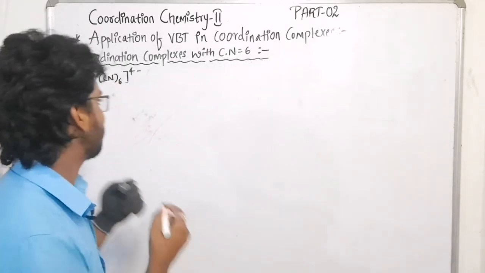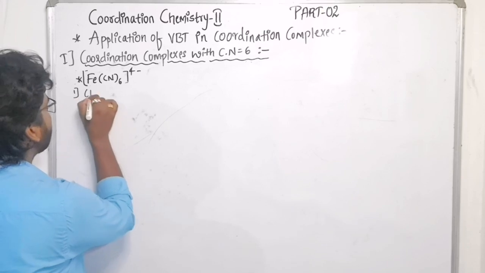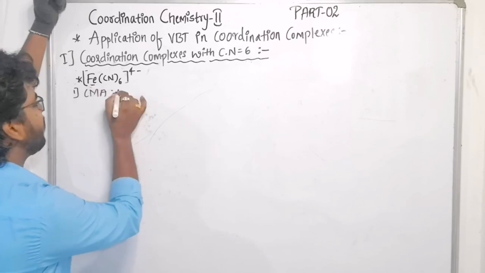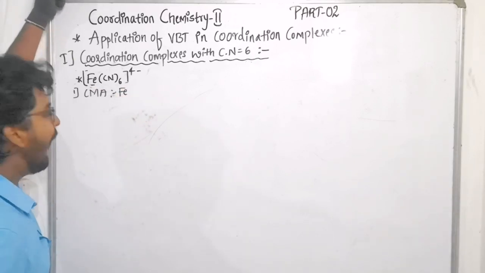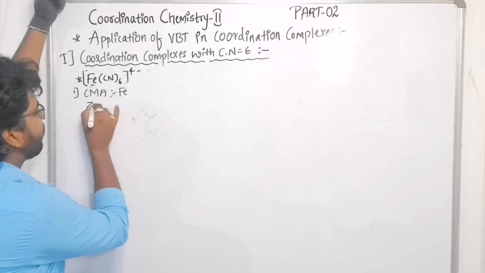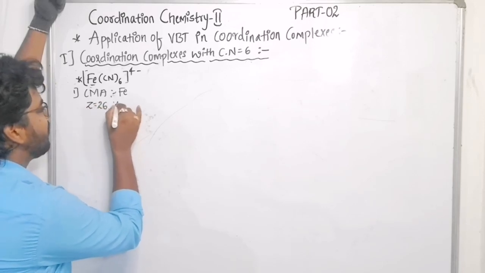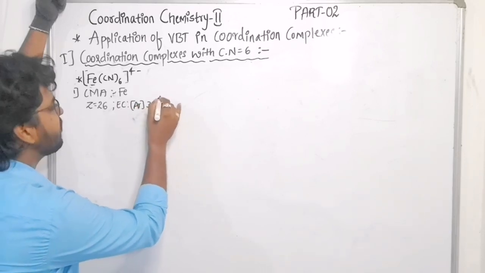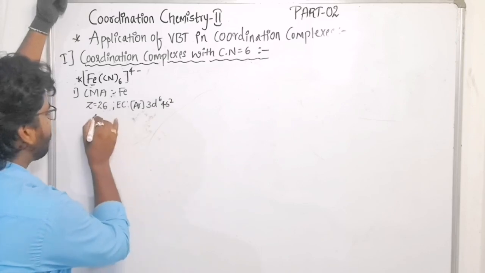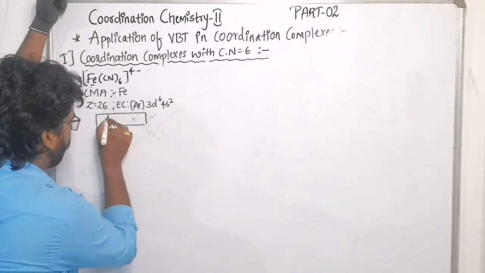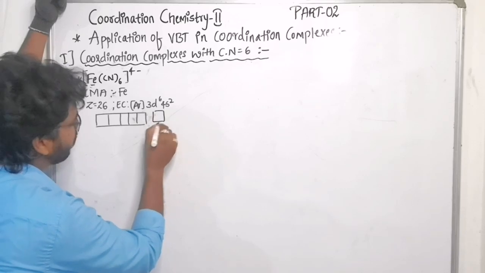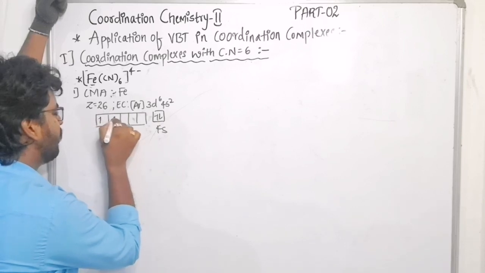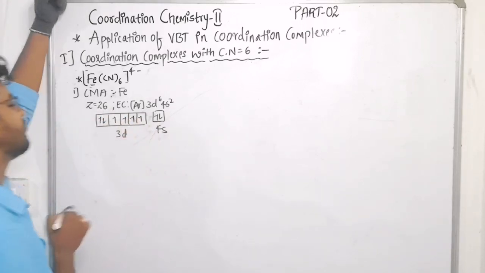Here, as we all know, the central metal atom is Fe. We know the atomic number of Fe is 26. The electronic configuration is Argon 3d6 4s2. If you represent this diagrammatically, this is the 4s, it has 2 electrons. This is 3d, and d has 6 electrons: 1, 2, 3, 4, 5 and 6.